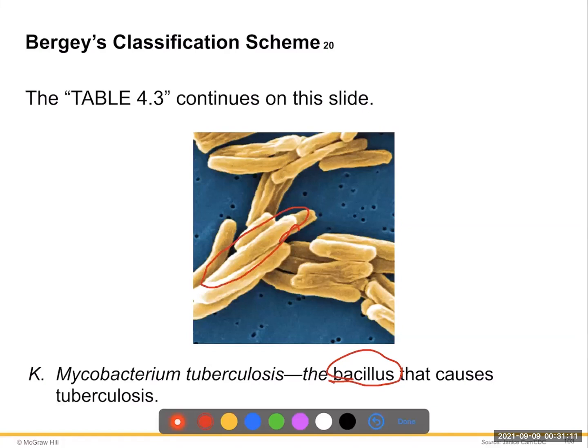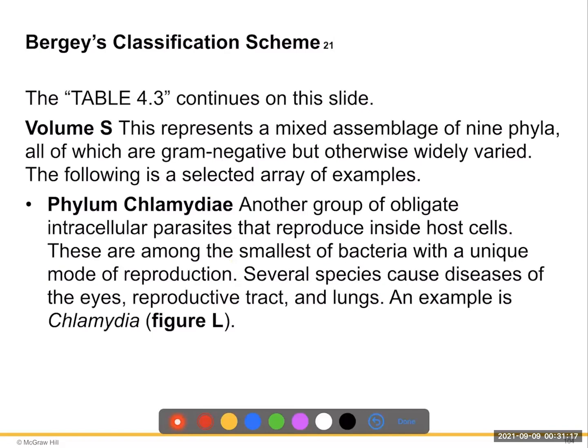So you were right with your question on the bacillus being rod shaped for tuberculosis. Mycobacterium tuberculosis. Okay, volume S represents a mixed assembly of 9 phyla. They're all gram negative, and they widely vary.